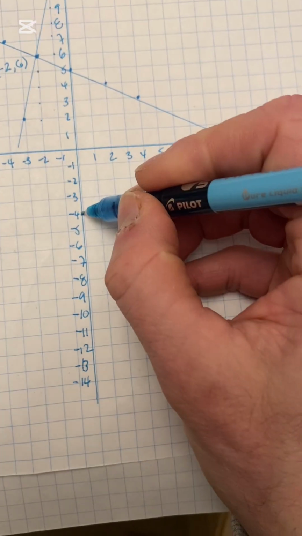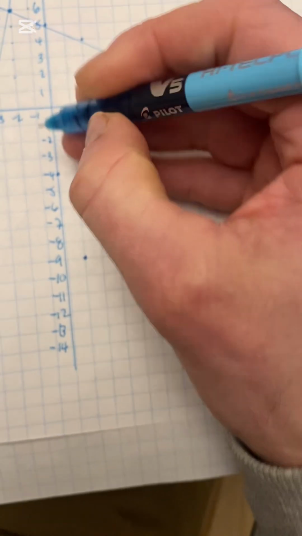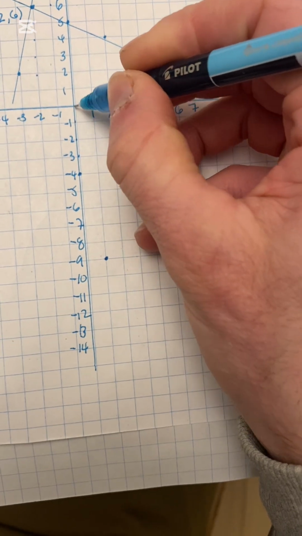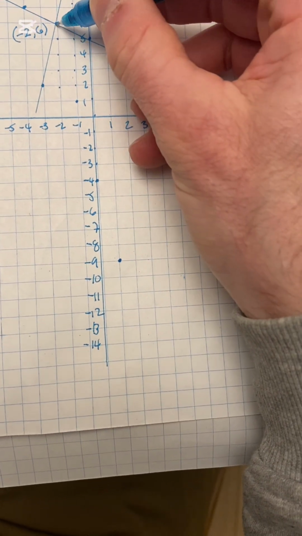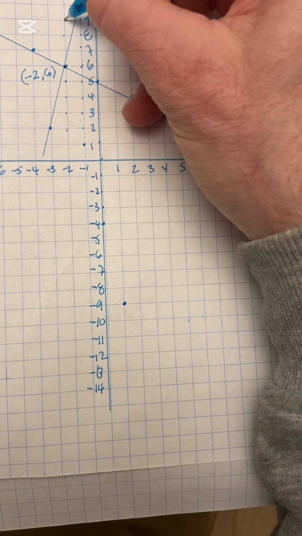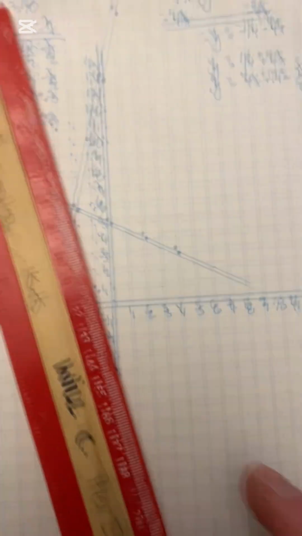So I go down 5, 1, 2, 3, 4, 5 over 1. I can go up 5, 1, 2, 3, 4, 5 over 1. Will you look at that? It's the exact same point of intersection.